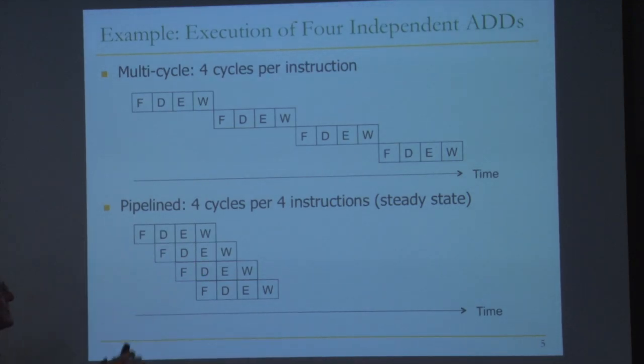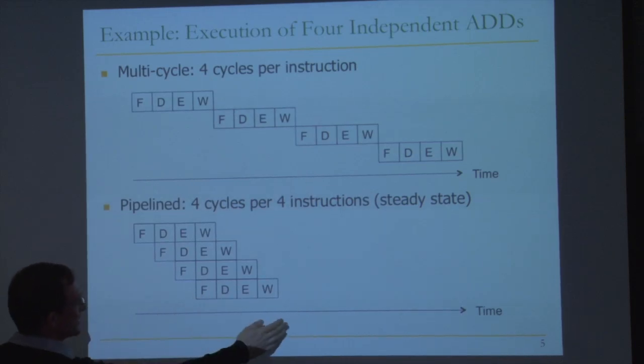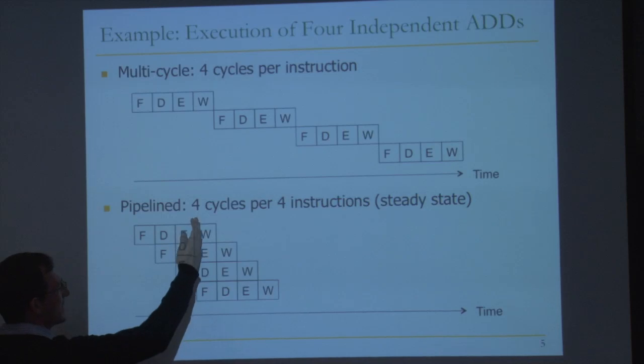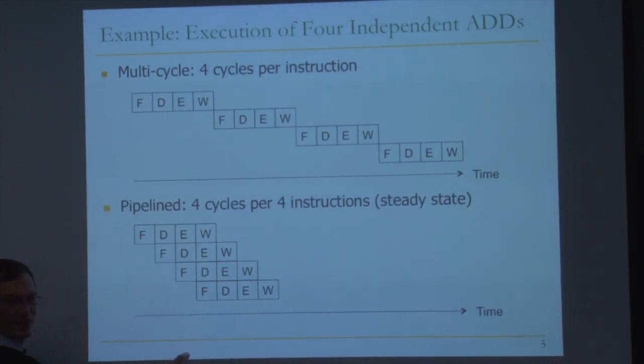So at the steady state, if you will, steady state means pipeline is full. Here, the pipeline is not in a steady state, right? Because if you look at this, this is cycle 1, cycle 2, cycle 3, cycle 4. Pipeline is full when all of the stages have an instruction in it.